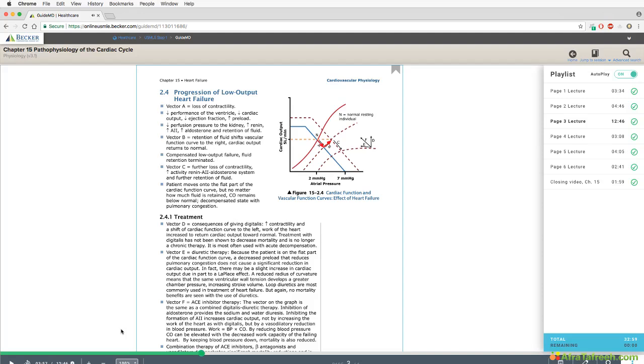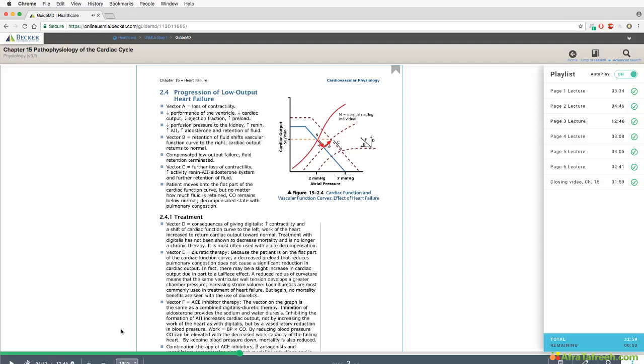Because performance is back to normal as a consequence of retaining fluid, that is a compensated low output heart failure. So in summary then, if you lose contractility, your cardiac function curve shifts to the right, the renin-angiotensin-aldosterone system keeps retaining fluid until performance goes back to normal at the end of vector B, that is a compensated low output heart failure patient. The retention of fluid, the increase in preload, return performance to normal.